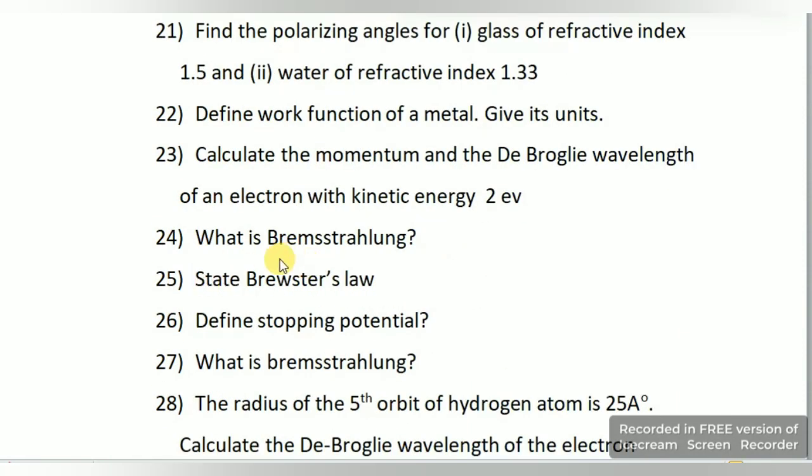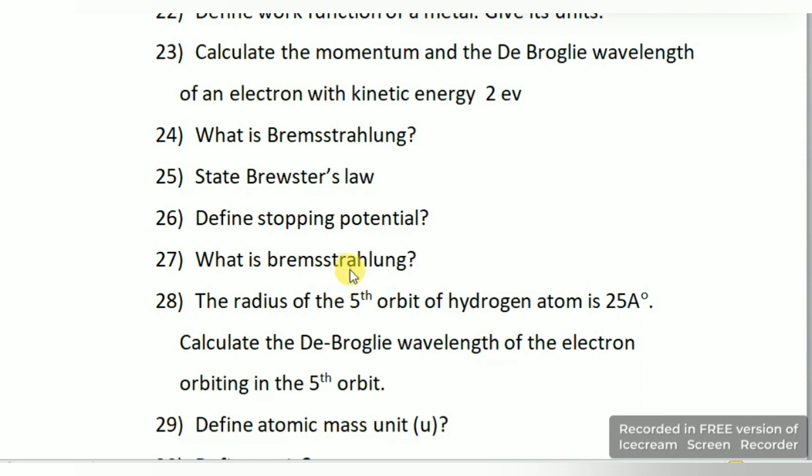Next, define work function of a metal, give its units. Next, calculate the momentum and the de Broglie wavelength of an electron with kinetic energy 2 eV. Next, what is Bremsstrahlung? Next, state Brewster's law. Next, define stopping potential. Next, what is Bremsstrahlung?